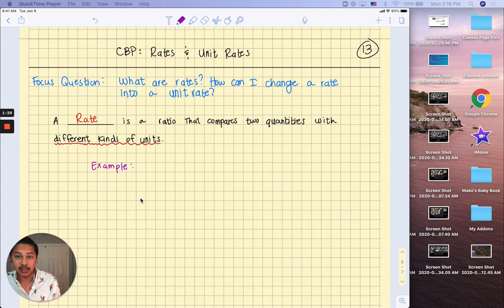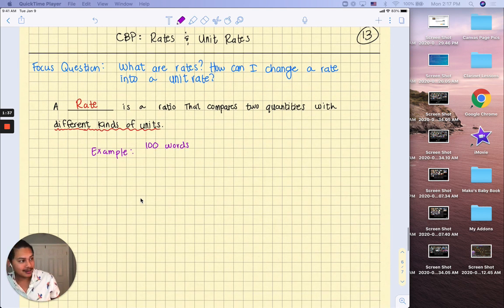Here's an example of a rate. Let's say that I can write, or I can type, 100 words every 2 minutes. This is an example of a rate. It's a ratio that's comparing two quantities or two numbers, right? You see the 100, you see the 2. Now the only difference is that we have different kinds of units.